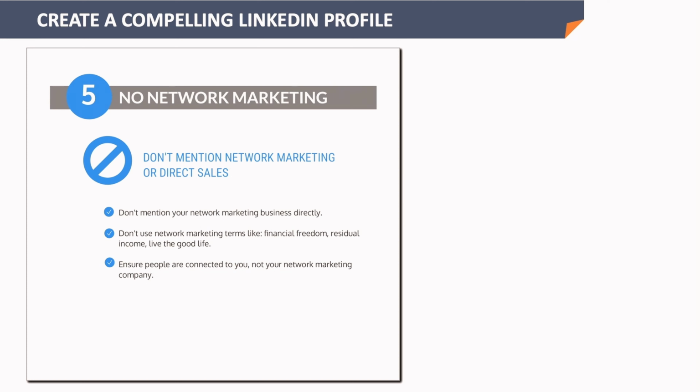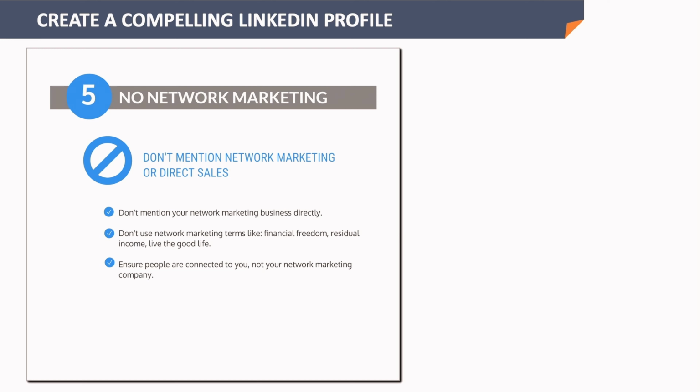The fifth point here in creating a compelling LinkedIn profile is not mentioning anything to do with network marketing or direct sales. We don't use terms like financial freedom, residual income, or living the good life. We want to ensure that people connect with you and not actually your network marketing business. It is imperative that you understand that and not mention anything to do with network marketing or direct sales when putting your profile together.